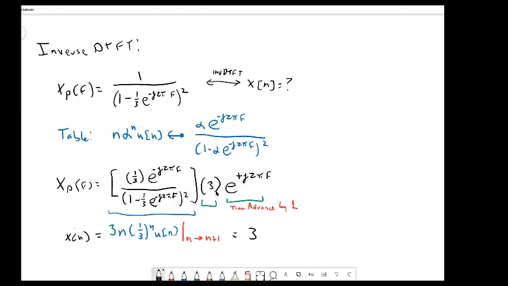So we're going to have a 3, we're going to have an n plus 1, we're going to have our 1/3 raised to the n plus 1 power, u of n plus 1. So this is the function whose discrete time Fourier transform is this one up in here. So that's an example. We can use it in the forward transform, we can use it in the inverse transform.